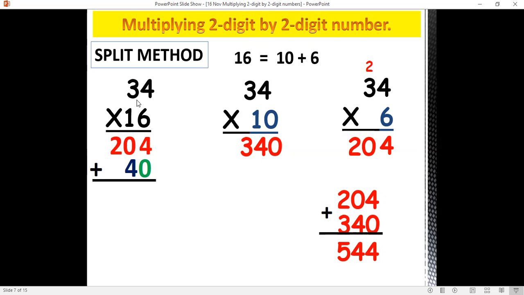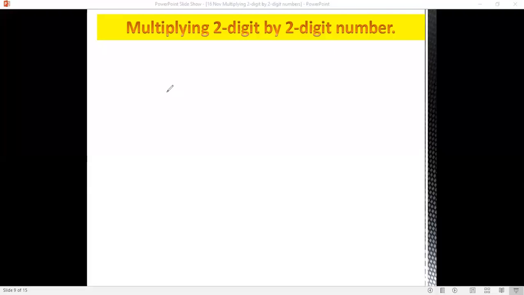Like what we have done in the previous slide, 34 times 16, we got also 544. So either you can use the first one, the long method in multiplication, or you can split them, partition the 16, the number that we are going to multiply with 34. Then multiply it separately, then you add, and you will get this. If you notice, they are both the same answer. Okay? I'm going to give you another example.